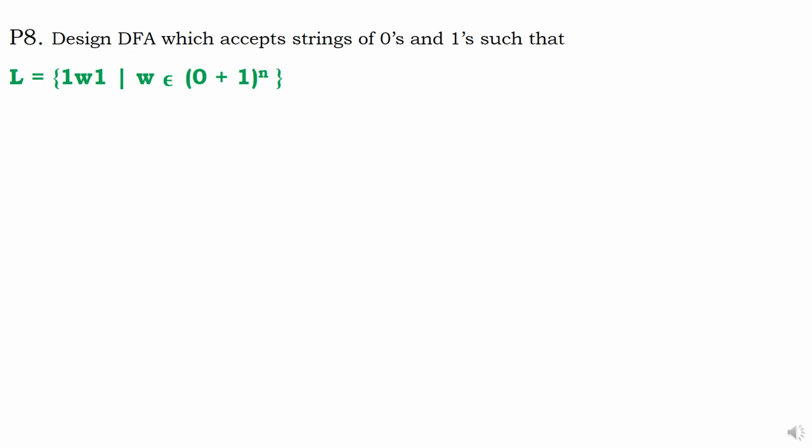Design a DFA which accepts strings of zeros and ones such that 1 W 1. What is it that we understood? W can be anything. Ending is 1, which means starting must be 1, ending must be 1. Conditions: starting must be 1, ending must be 1. In between, anything is allowed and it should belong to either 0 or 1. Any number of times is allowed: 0 also allowed, 1 also allowed, anything is allowed.